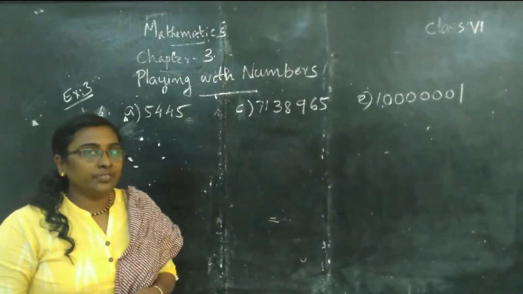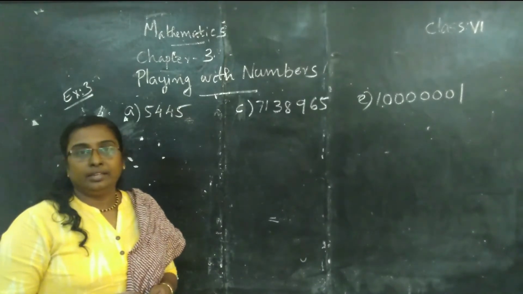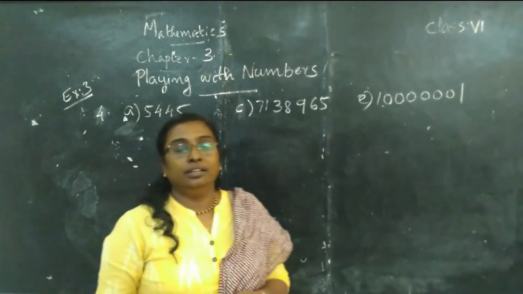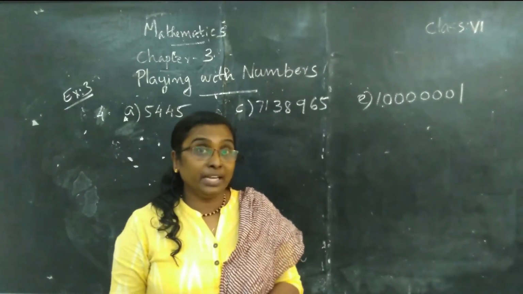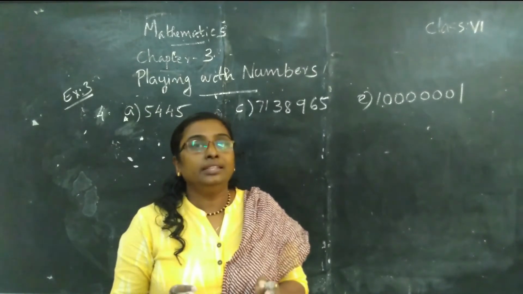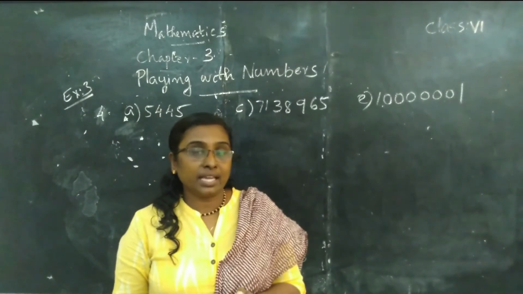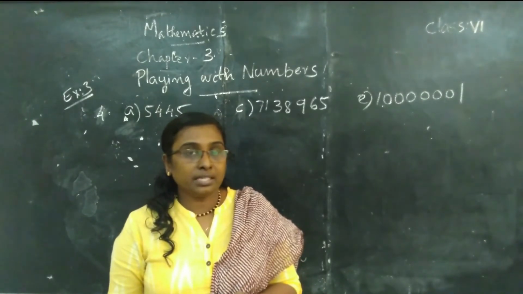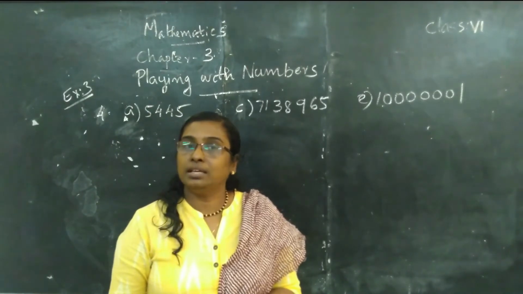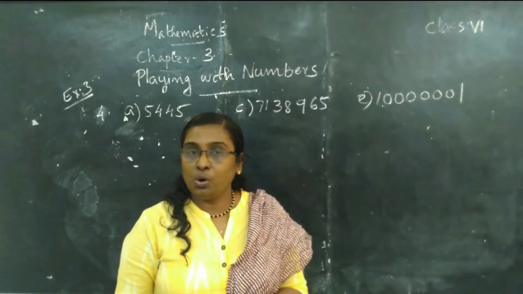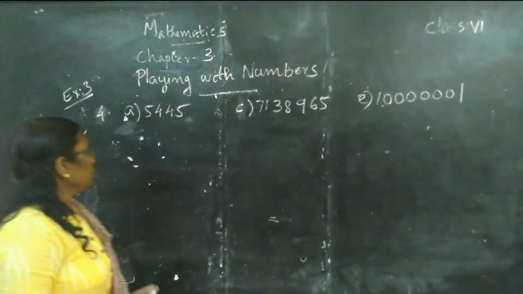In the fourth question, we have to check whether the given numbers are divisible by 11. How can we check whether a given number is divisible by 11? A number is divisible by 11 if the difference of the sum of digits at odd places and the sum of digits at even places is either 0 or a multiple of 11. Okay. Now, come to the first question.